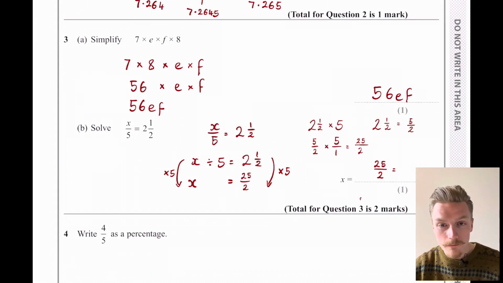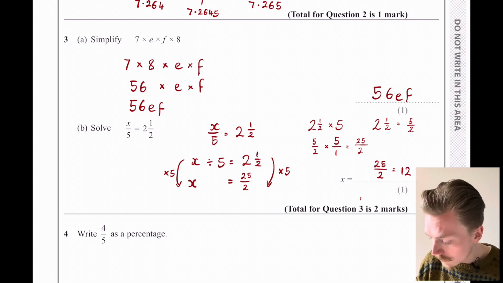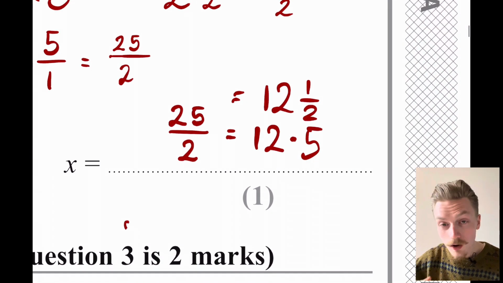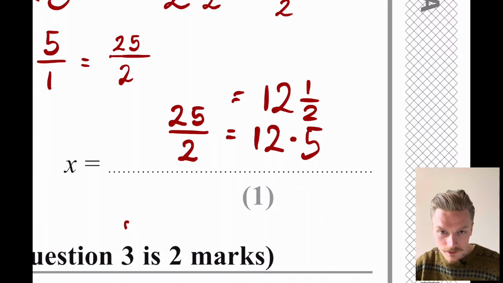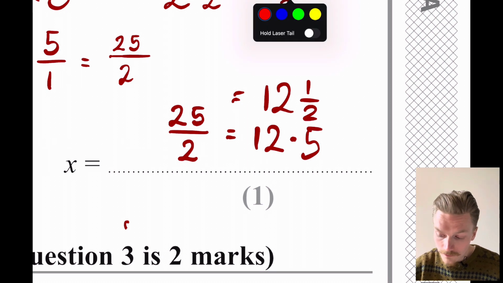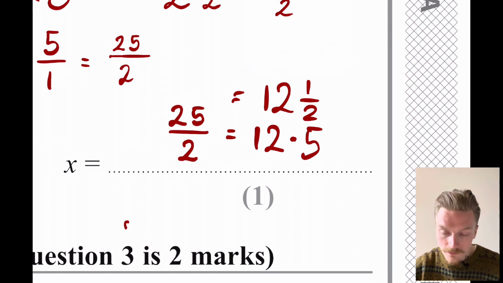Well, we've solved it. But as a decimal, half of 25 gets me 12.5. And as a mixed number, it's 12 and a half. All these three things are equivalent to each other, so any answer is fine. So we're absolutely fine just to leave it as 25/2.